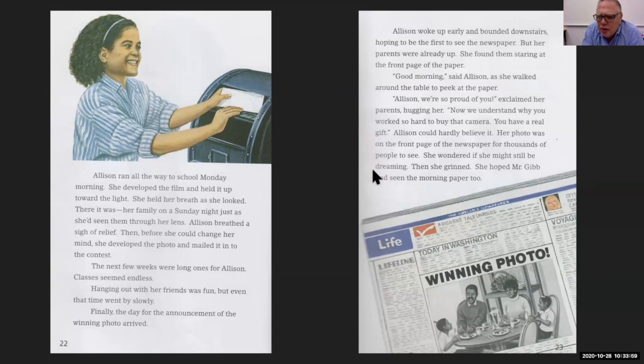Allison could hardly believe it. Her photo was on the front page of the newspaper for thousands of people to see. She wondered if she might still be dreaming. Then she grinned. She hoped Mr. Gibb had seen the paper too.